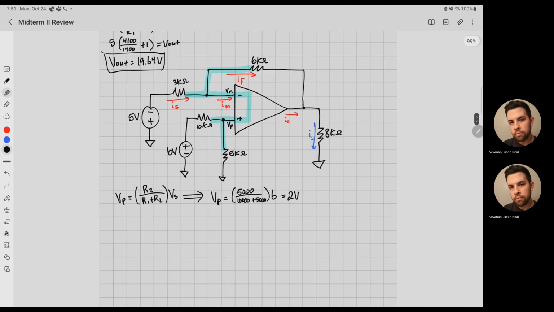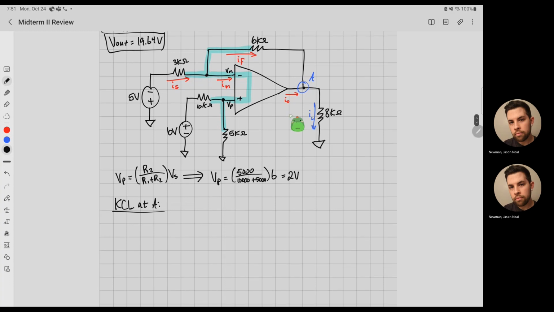But anyways, we still need to find the current right here, right? We still don't know what this is. So how do we find the current here, looking at this problem? Well, again, we can just use the tools that we know, and use KCL at this node right here. Let's call it A. So KCL at A.